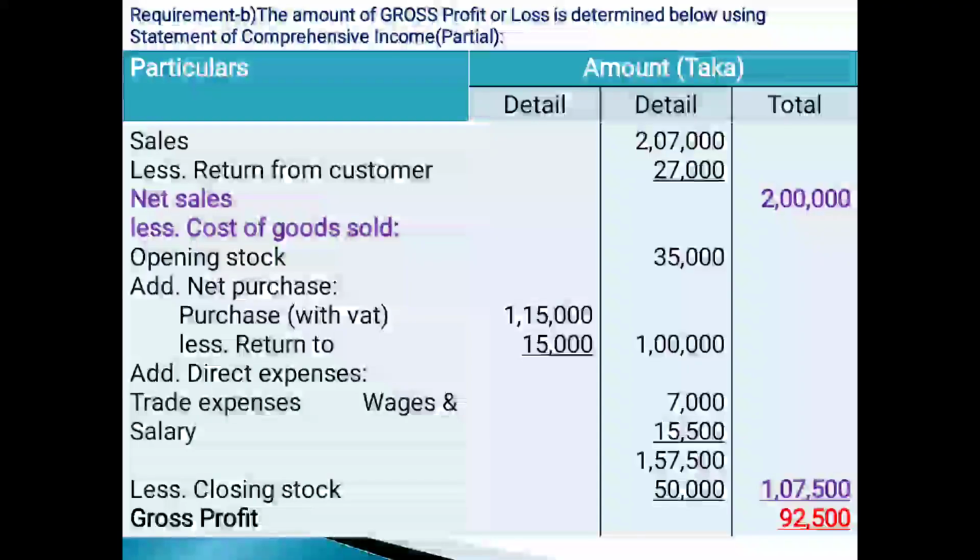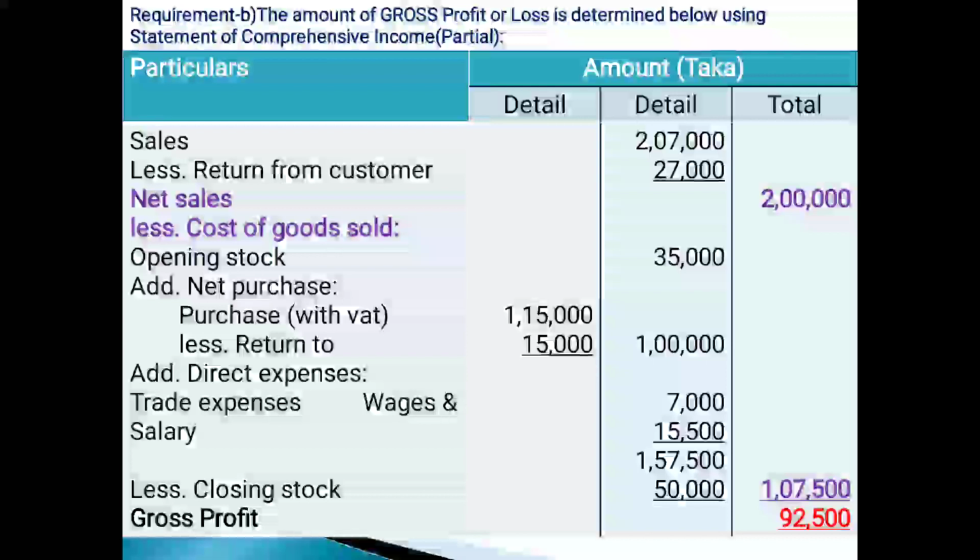The amount of gross profit or loss is determined below using the partial statement of comprehensive income. That is, you have to calculate the gross profit or loss. So this is the partial income statement. You can start with the amount of sales. Sales amount taka 2,07,000 in the middle column, and then less return from customer from the trial balance, the last item, 27,000. 2,07,000 minus 27,000 is equal to taka 2 lakh in the outer column for net sales.